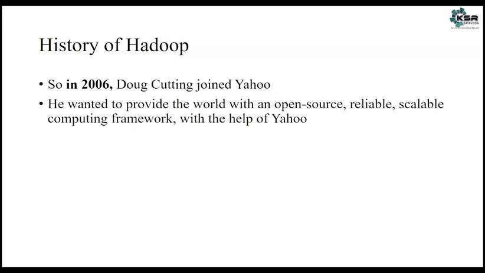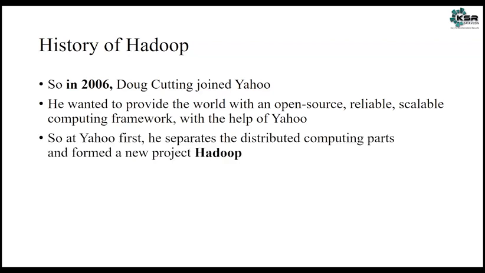So what he did, he wanted to provide the world with an open source scalable framework with the help of Yahoo. Yahoo was a good support for him. Yahoo provided all the help that he needed to build this project. So finally, he implemented what Google had introduced. Google introduced GFS, Google introduced MapReduce. Now this guy, Doug Cutting, with the help of Yahoo, created a new project called Hadoop.